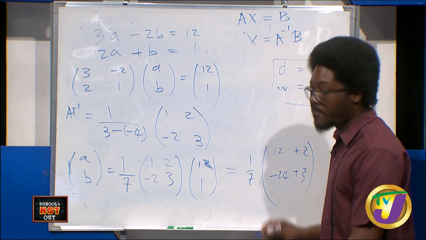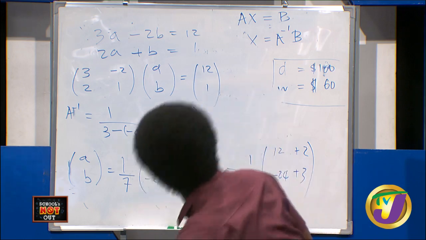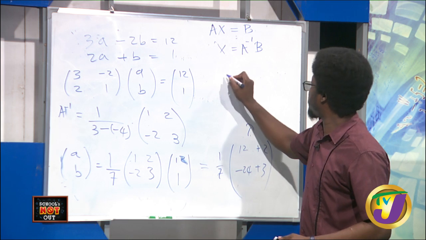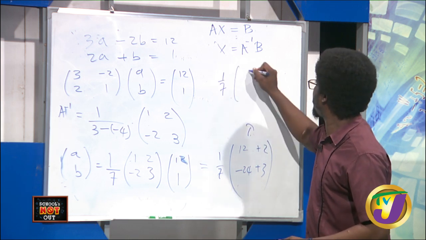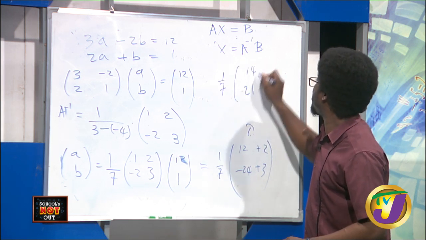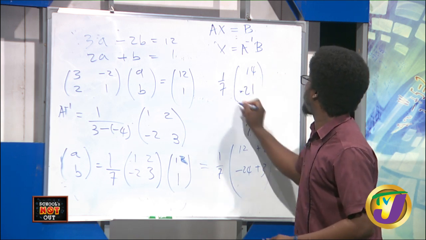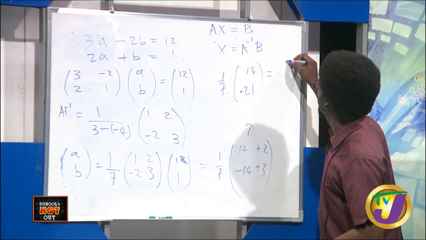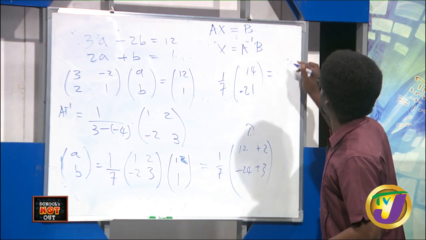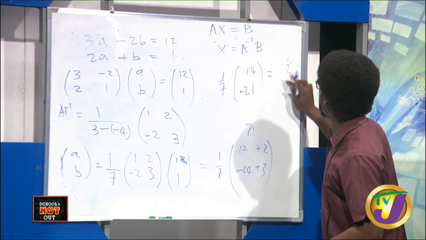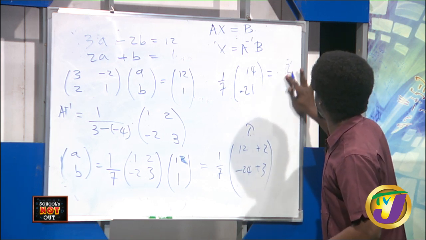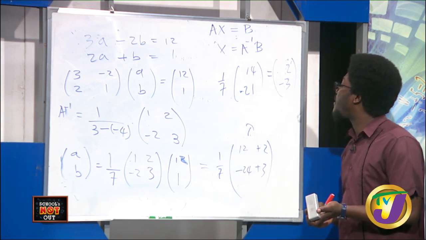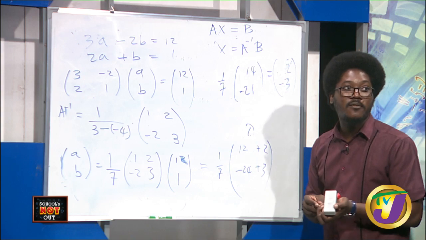We can further simplify this. Let me just go up here to get 1 over 7 times 14, negative 21, and when we divide through by 7, we see that what we'll end up with is the column matrix 2, negative 3. So we know that the value of a is 2 and the value of b is equal to negative 3.